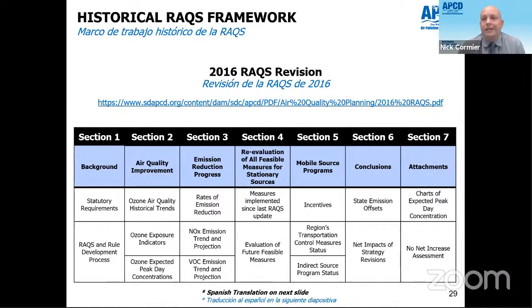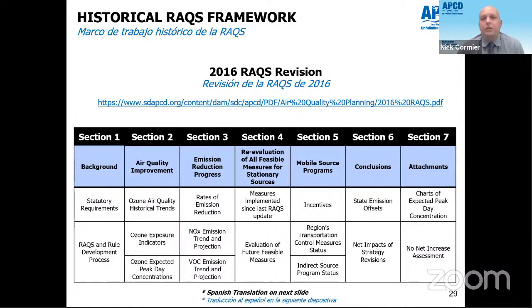The RAQS historically and in the last 2016 revision has been comprised of 7 main sections to satisfy statutory requirements. The first section is an introduction and background, largely explaining what I just covered in this presentation today. The second section describes the historical ozone air quality trends in the region, population, and area-weighted exposure indicators that assess ozone improvement based on monitored air quality data and expected peak day concentration of ozone at region-wide monitoring sites, which represent the worst-case scenario for 1-hour and 8-hour ozone exposure.